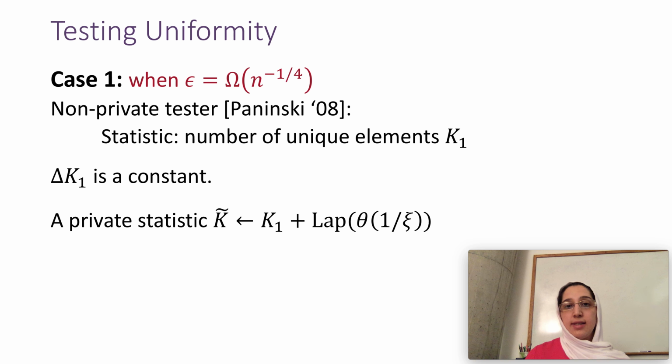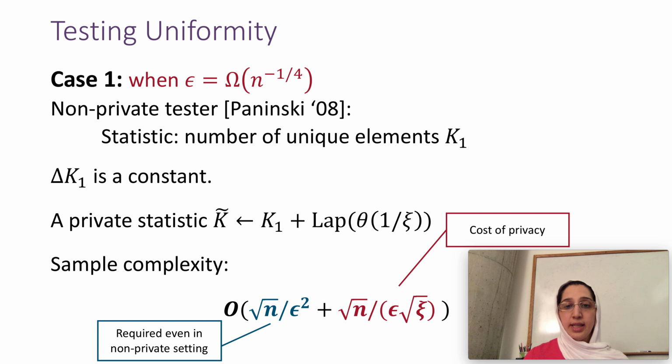So let's focus on testing uniformity. We consider two cases. In the first one, epsilon is not too small. There is a non-private tester by Paninski that uses the number of unique elements to perform the test. Fortunately, the number of unique elements has a very low sensitivity, so we can just add Laplace noise and get a private tester with the following sample complexity.